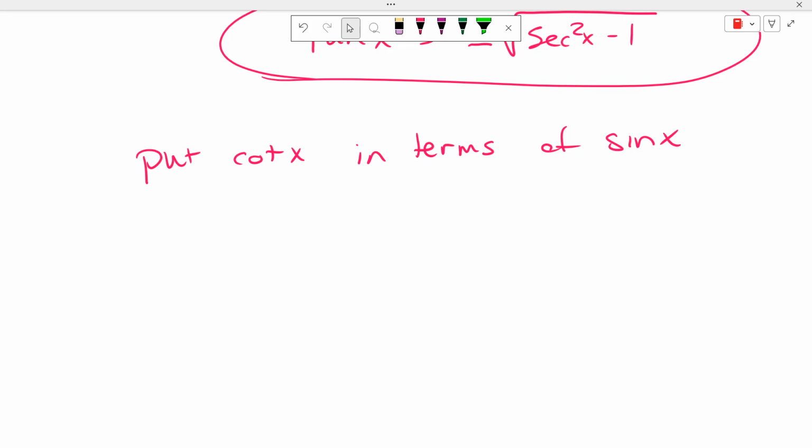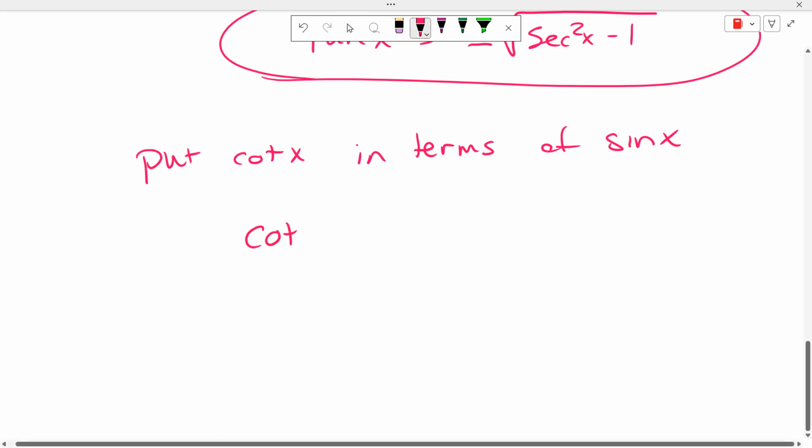But sine is what else by itself? Sine of x is equal to 1 over cosecant of x. Sine is equal to 1 over cosecant. So, is there anything involving cotangent and cosecant? There's a Pythagorean identity there, right? So, you would write cotangent squared of x plus 1 equals cosecant squared of x.